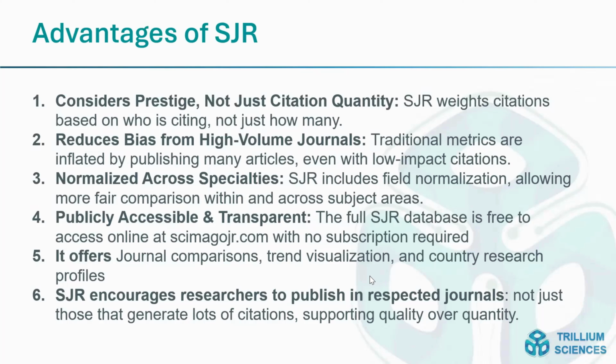The other thing is that SJR is publicly accessible compared to other citation metrics. And it's transparent. The full SJR database is free to access online, as we mentioned at this website link, with no subscription required. Another advantage is that it offers journal comparisons, trend visualization, and country research profiles. And the most important thing, that SJR encourages researchers to publish in respected journals, not only those with high citations. So it really supports quality over quantity.